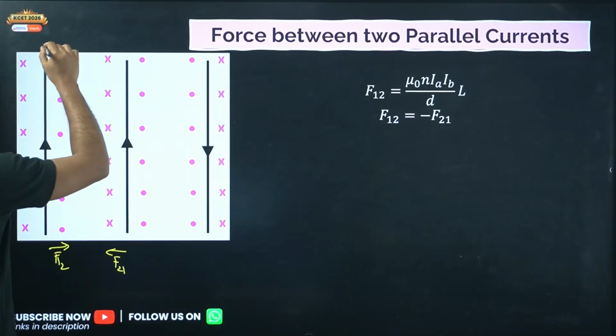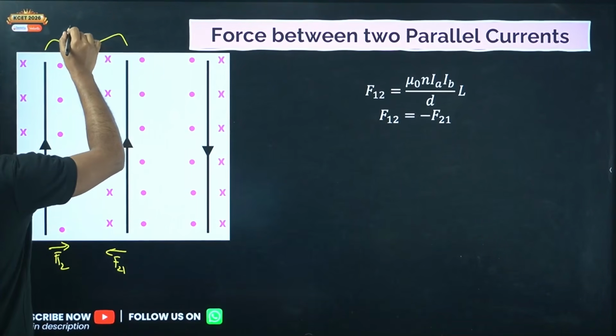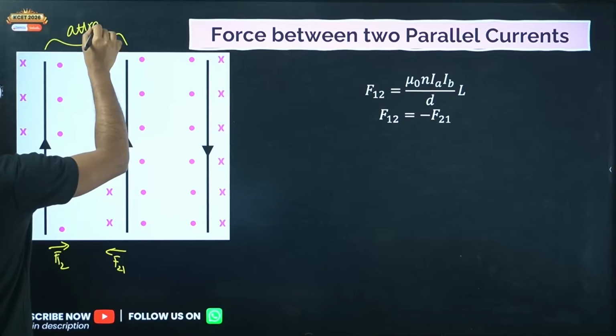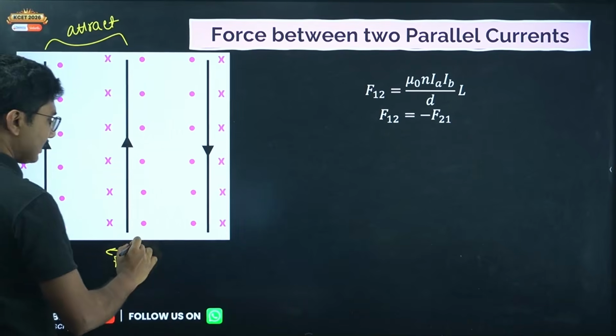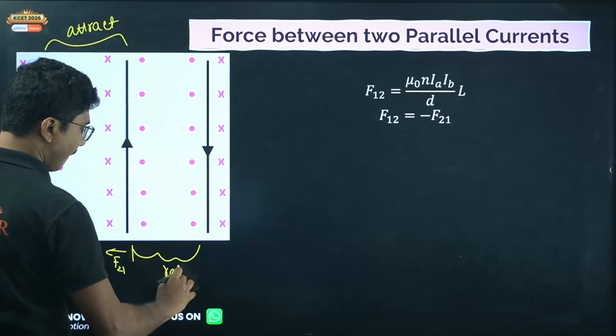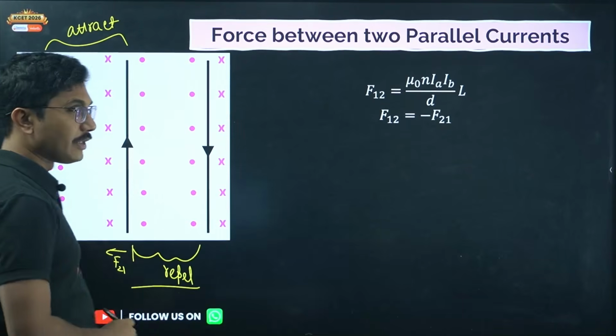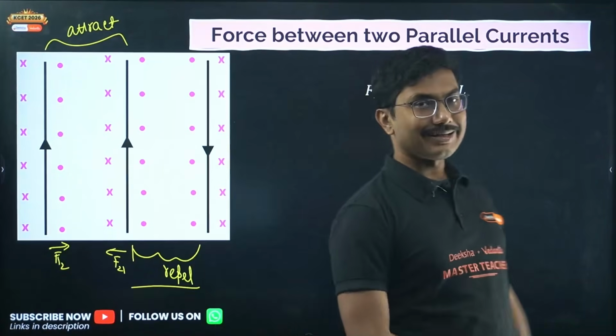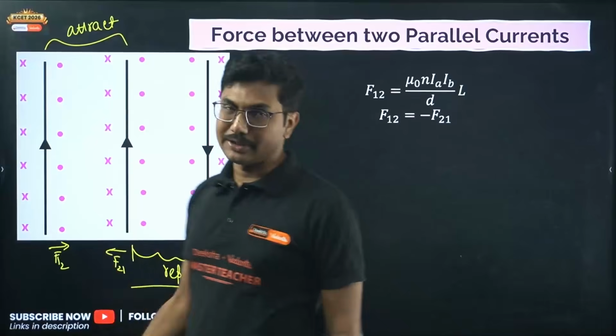Now parallel currents, when they are in the same direction, they attract, and if the currents are in opposite directions, then they repel each other. This is also very, very important for MCQ questions. Parallel currents attract each other, opposite currents repel each other.